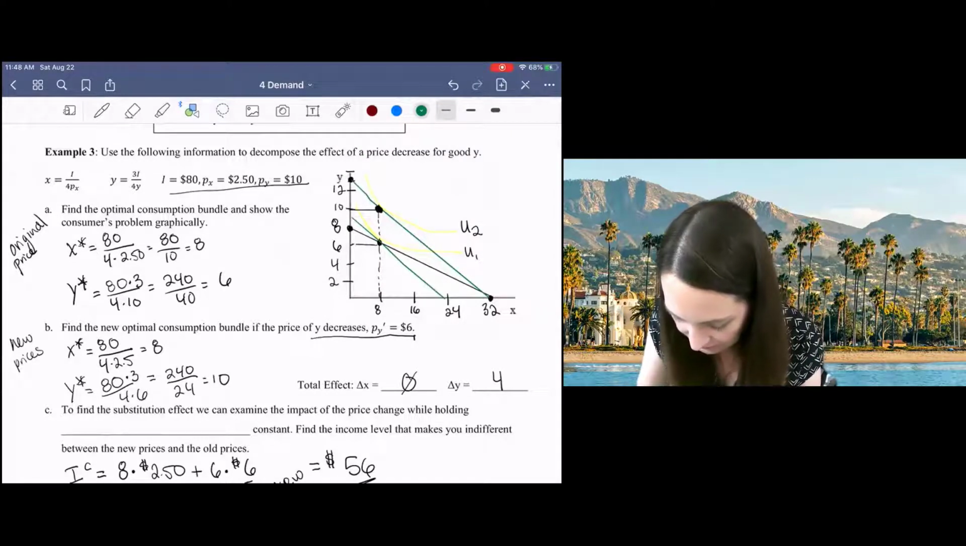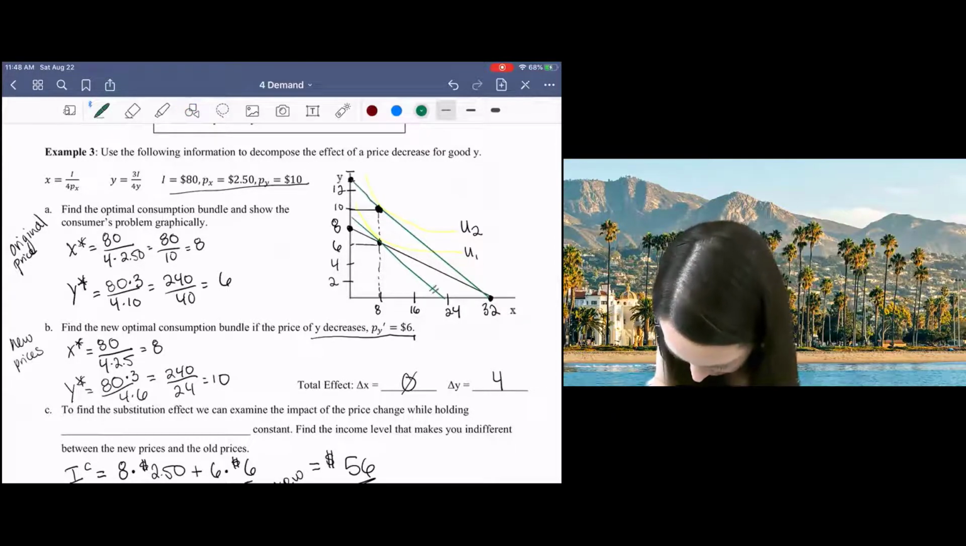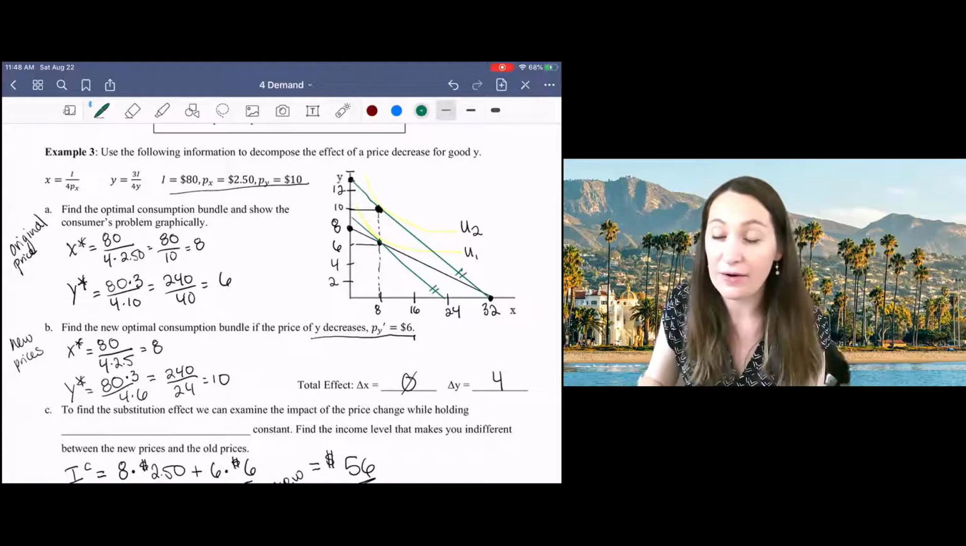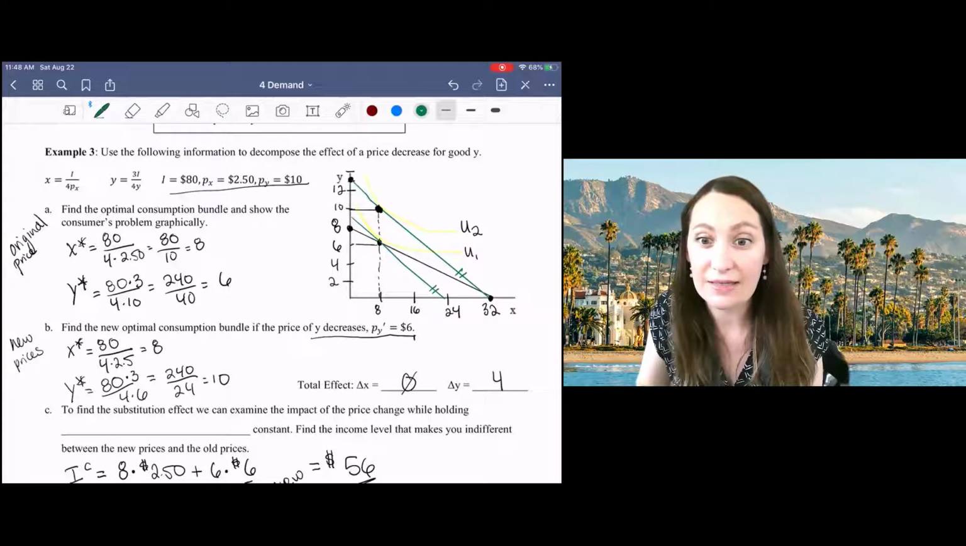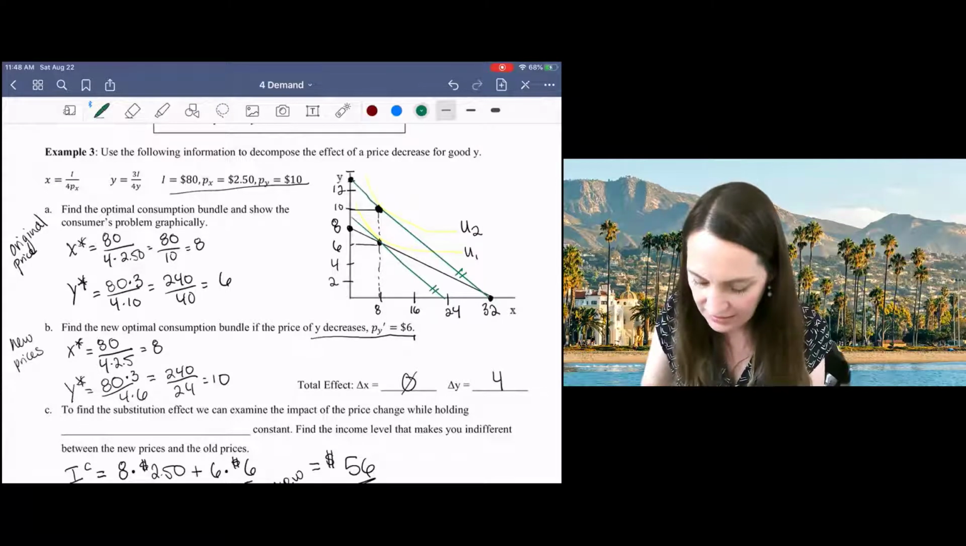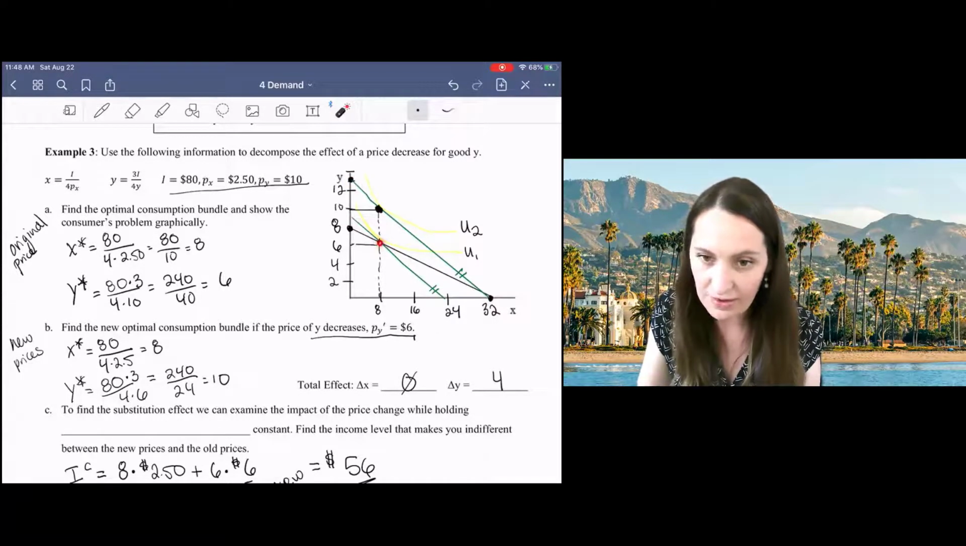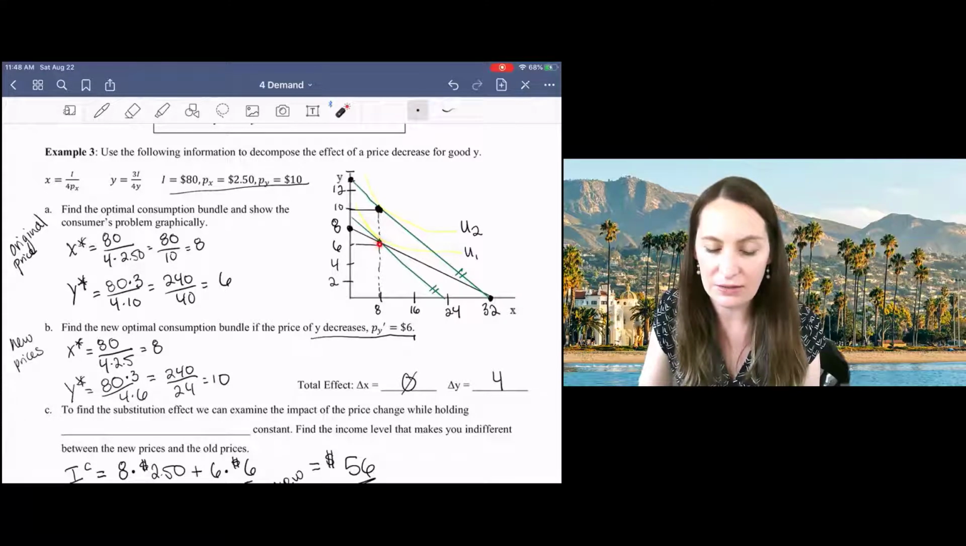Something like that. Note that these two budget constraints are parallel. They have the same prices, but different incomes. So by using this new compensated budget constraint, it has the same prices as the new prices, but the same purchasing power as the original bundle.